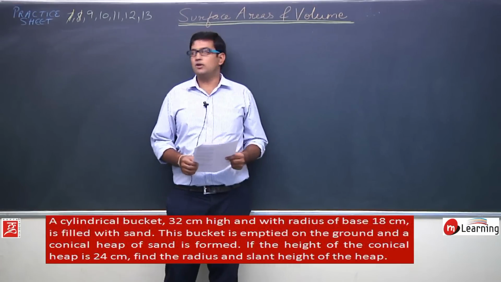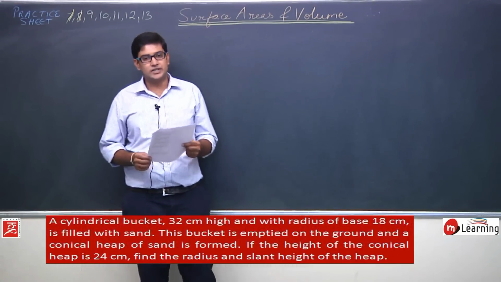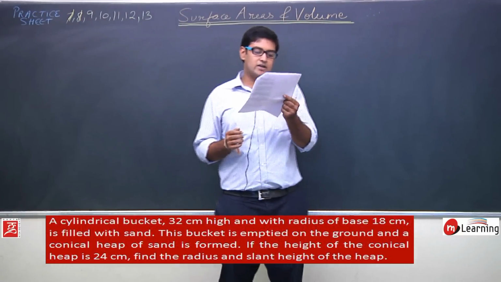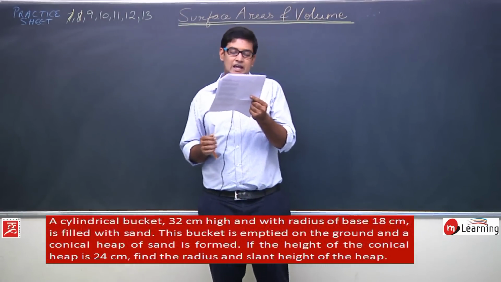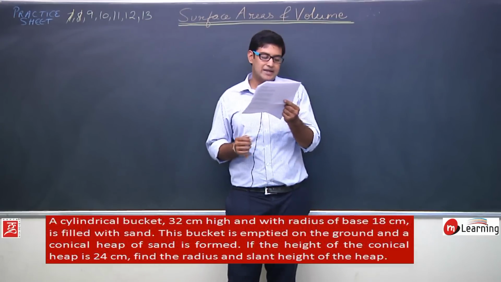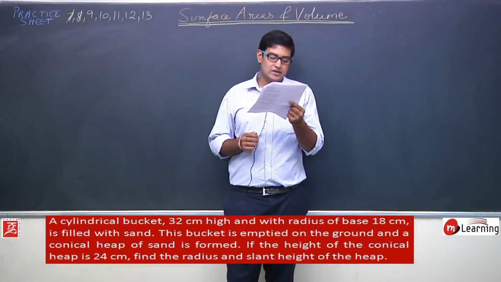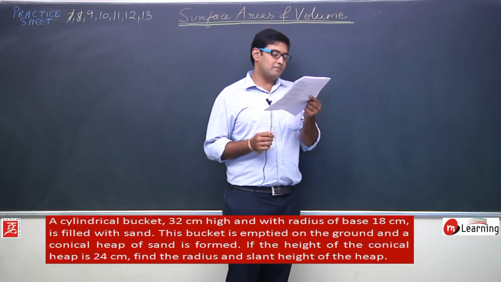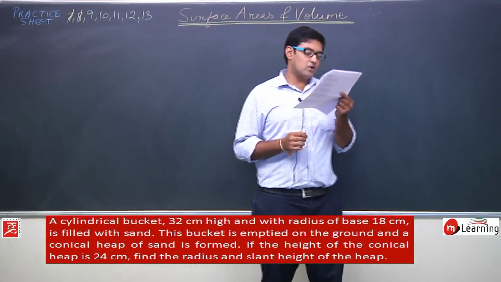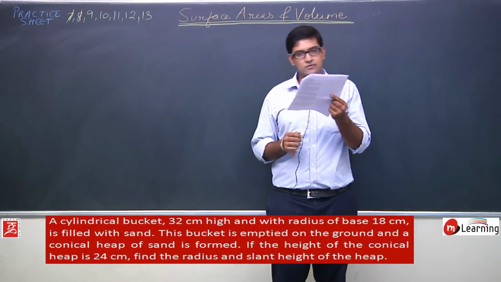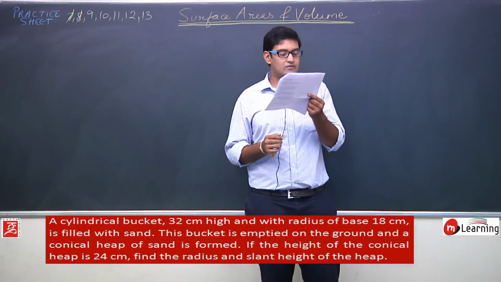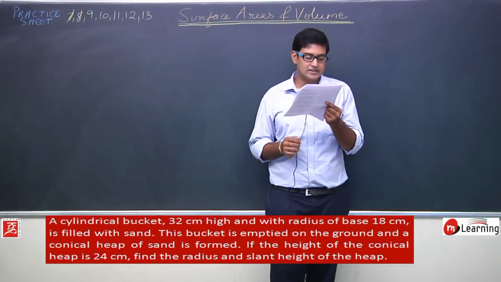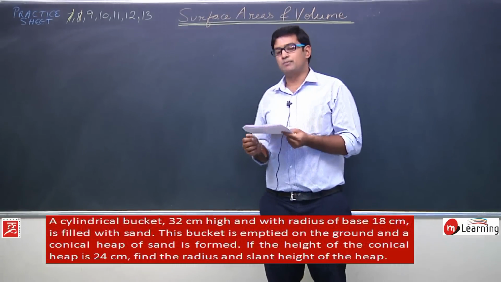Okay, let us now solve question number 9 from the practice sheet. Question number 9 says a cylindrical bucket 32 centimeter high and with radius of base 18 centimeter is filled with sand. This bucket is emptied on the ground and a conical heap of sand is formed. If the height of the conical heap is 24 centimeters, find the radius and the slant height of the heap.